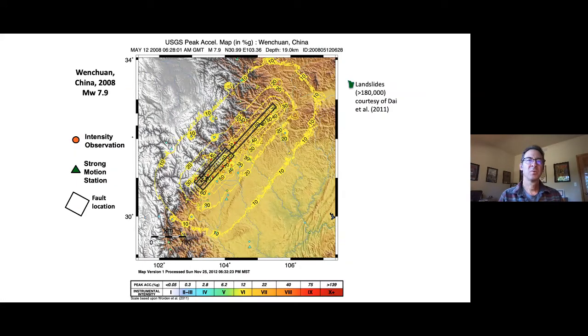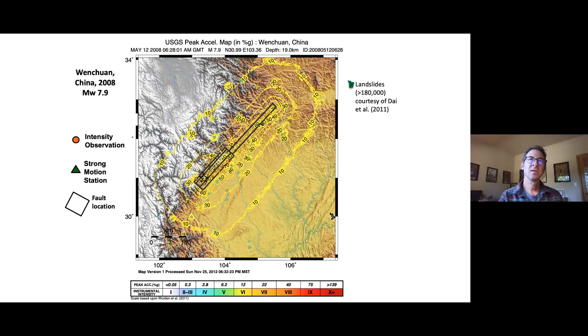Now, moving on, an important factor is that PAGER is driven by ShakeMap. PAGER does not have an estimate of landslides and liquefaction that may cause additional losses. So the PAGER results are currently only providing shaking estimates of damage.